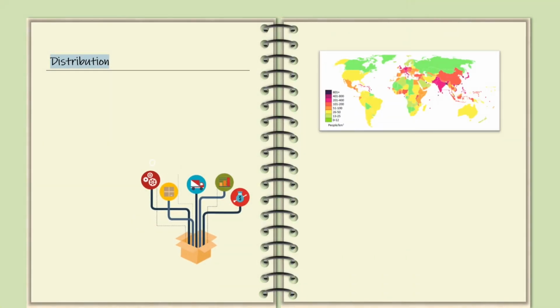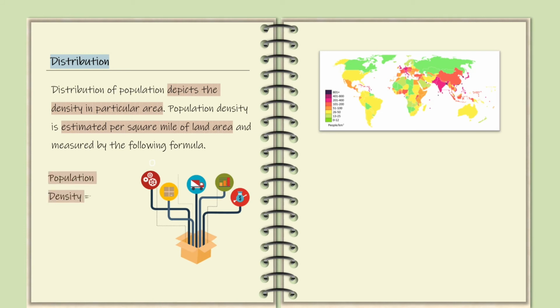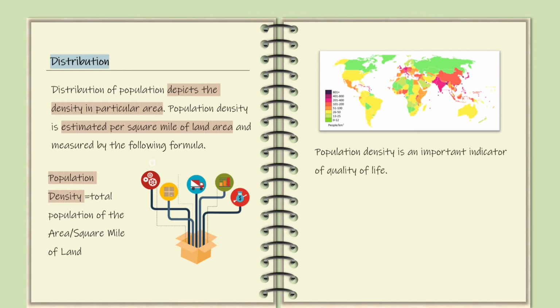So, let's start. Distribution of population depicts the density in a particular area. Population density is estimated per square mile of land area and measured by the following formula. So here's the formula. Population density is equal to the total population of the area divided by the size of the area. Population density is an important indicator of quality of life.